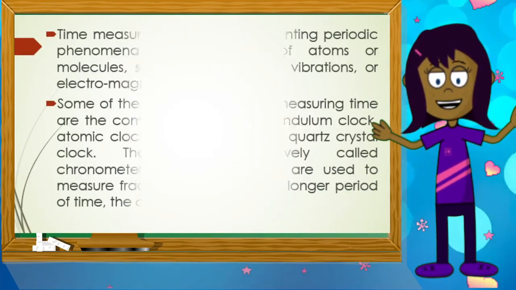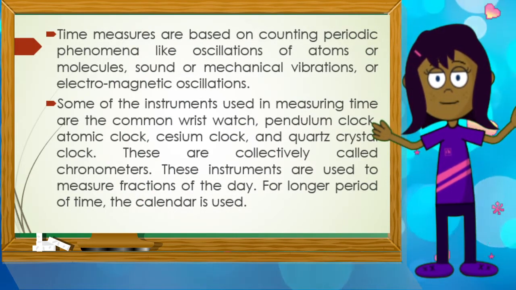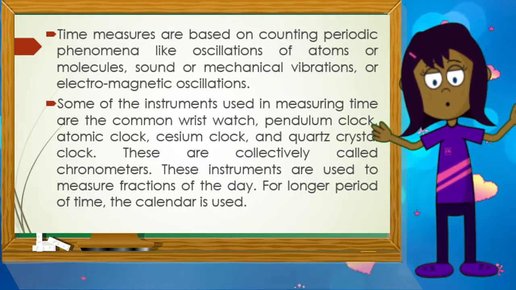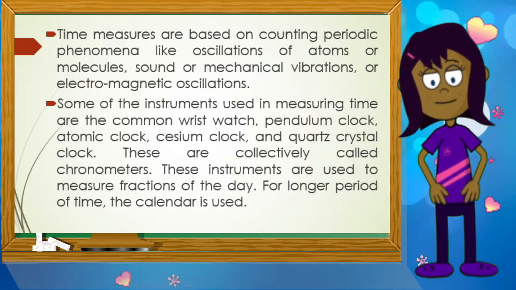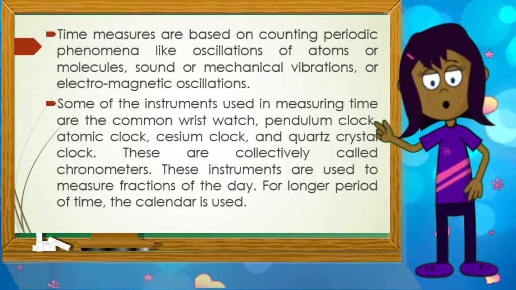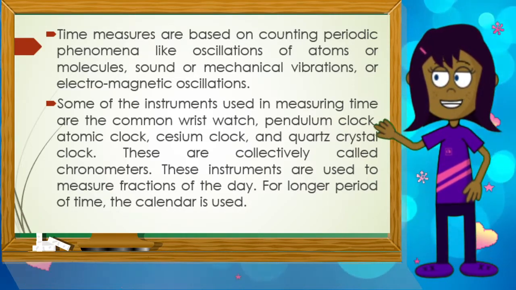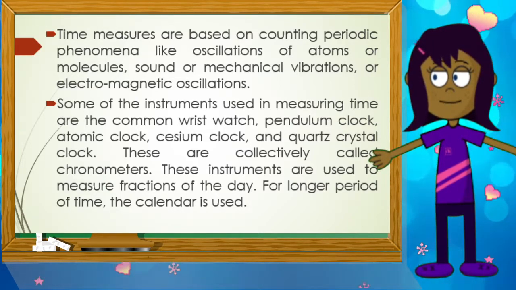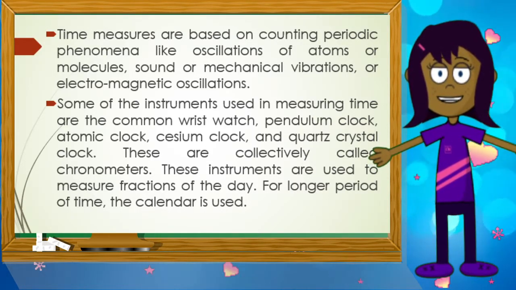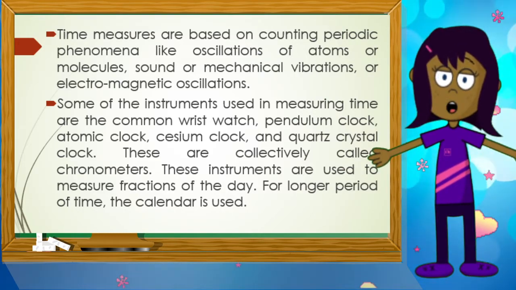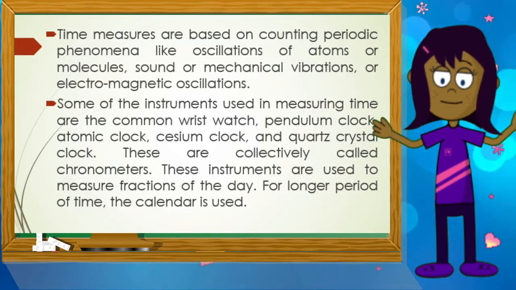Time measures are based on counting periodic phenomena like oscillations of atoms or molecules, sound or mechanical vibrations, or electromagnetic oscillations. Some of the instruments used in measuring time are the common wristwatch, right? If you have a wristwatch right now, your pendulum clock, your atomic clock, your cesium clock, and quartz crystal clock. These are just examples of instruments that measure time.